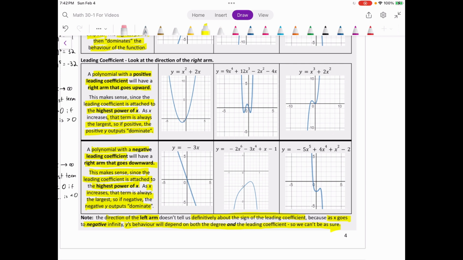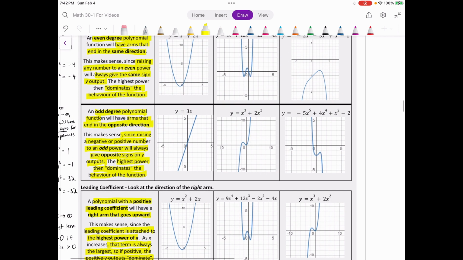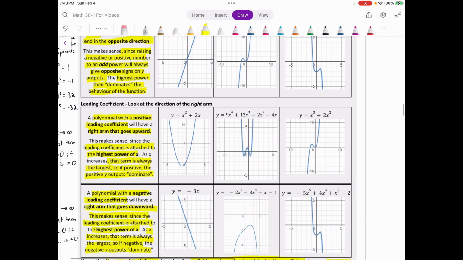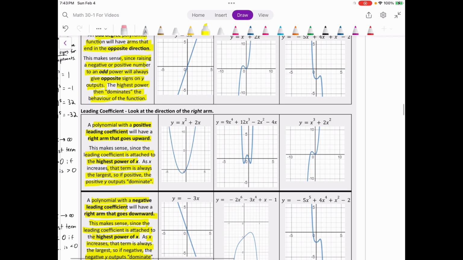So those are the two things we look for. What is the right arm doing? And are the two arms doing the same thing or opposite things? Okay, the right arm tells us about the sign of the leading coefficient. If the right arm goes up, positive leading coefficient. If it goes down, negative leading coefficient.